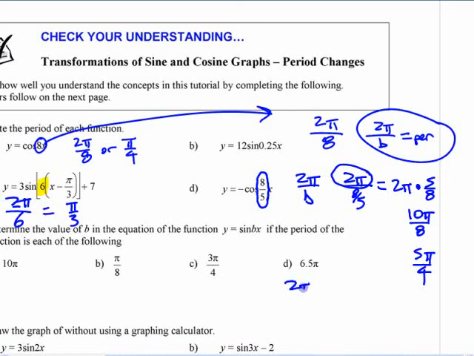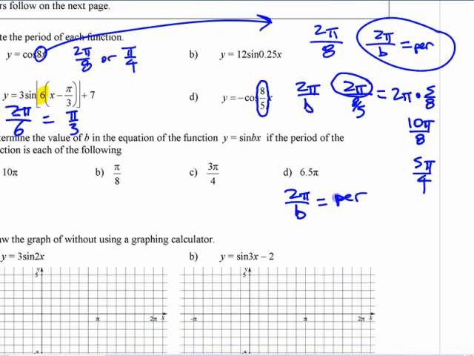You can rearrange this. 2 pi divided by b is the period. You could switch this around, right? You know that for any formula that looks like x divided by y equals z, you could move this y over to the top on the other side, and you could move this z down to the bottom over here. You could do the same thing with this, right?